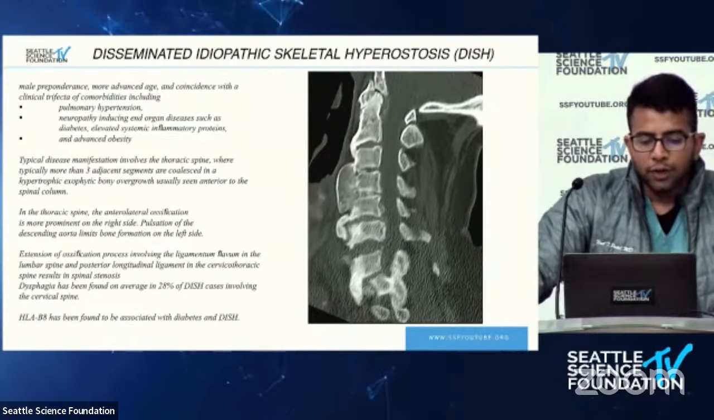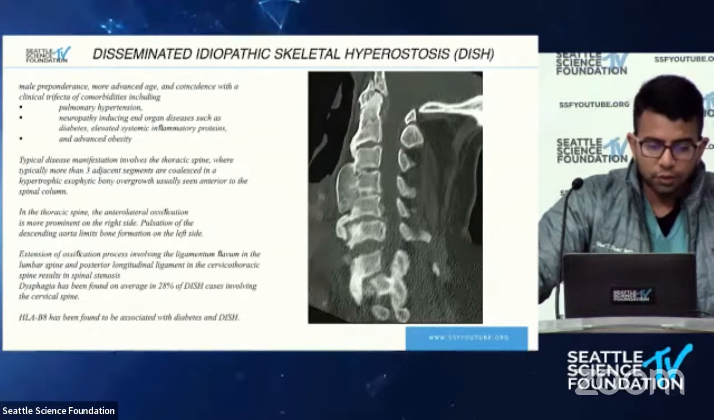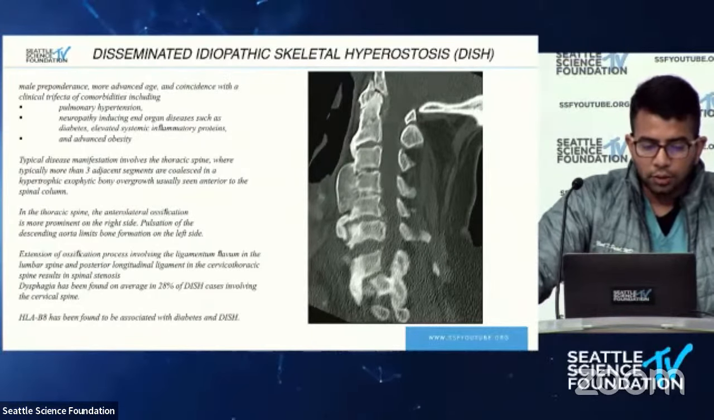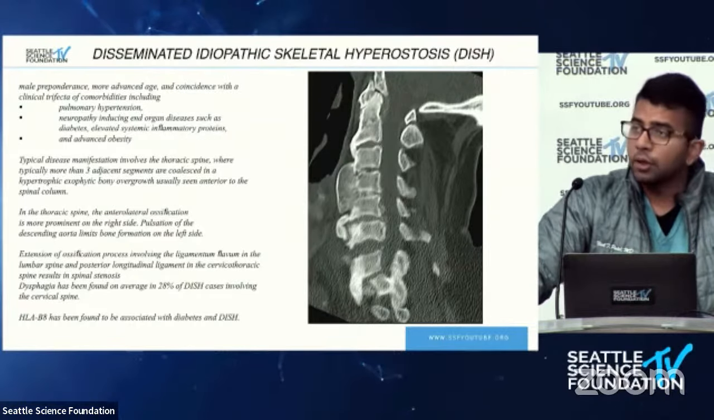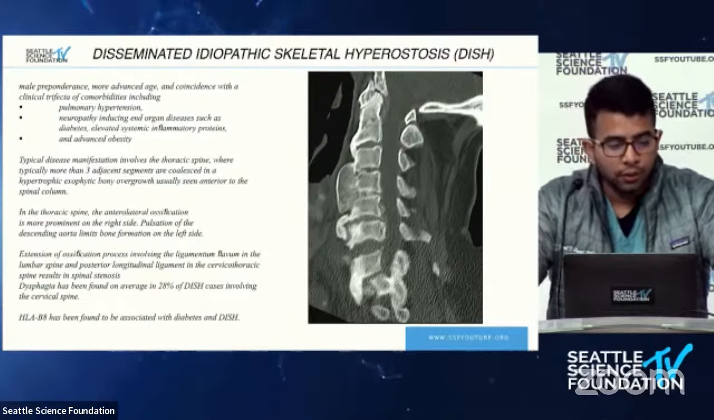The typical disease manifestation of DISH classically includes at least 3 adjacent levels that are coalesced with hypertrophic exophytic bony overgrowth, like seen here in the cervical spine. Most commonly it occurs in the thoracic spine, where anterolateral ossification is also prominent and more on the right side compared to the left because of the pulsation of the aorta, something to think of as well.